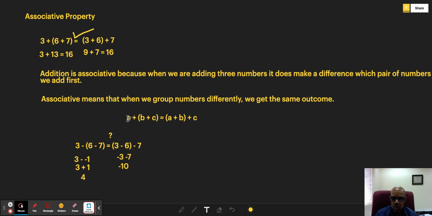Remember, associative means when you do the grouping with the operation on 3 different numbers, the grouping order does not matter. A plus B plus C is equal to A plus B plus C. So that's the associative form.